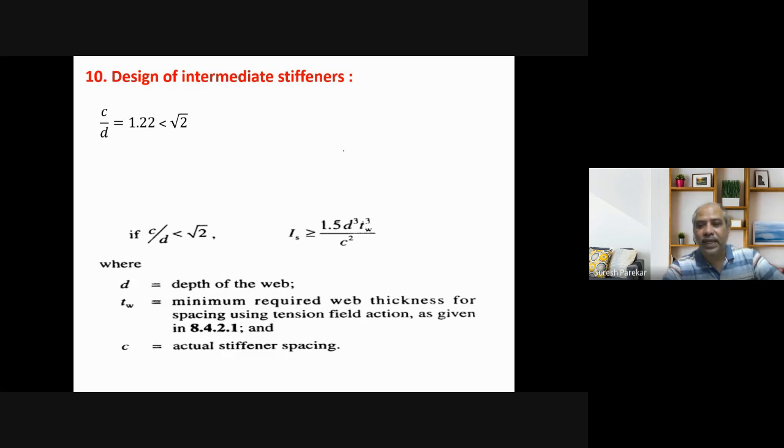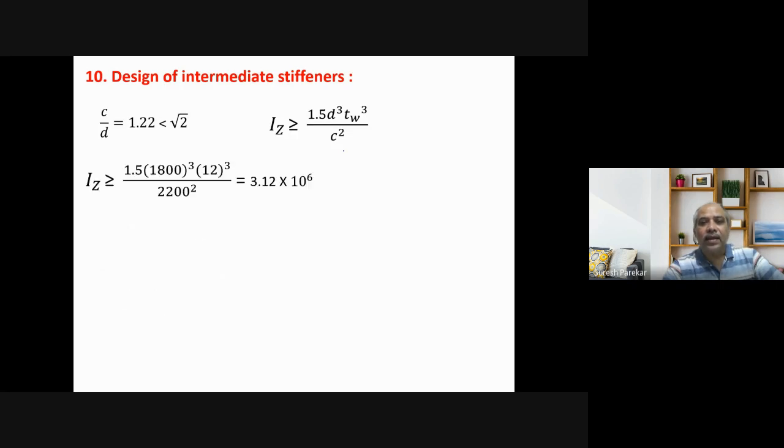moment of inertia should be greater than 1.5 d cube t cube upon c square, and that we have substituted here, that we have d 1800, tw 12, and c we have provided 2200 square. So we have this as 3.12 into 10 raised to 6 millimeter to the power 4, and now we have to provide stiffeners which have moment of inertia greater than this.